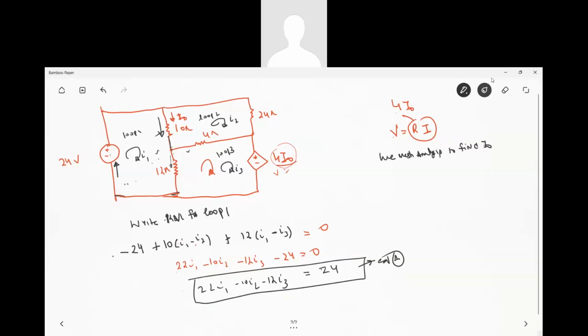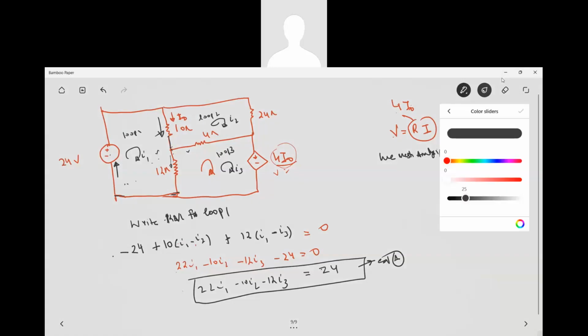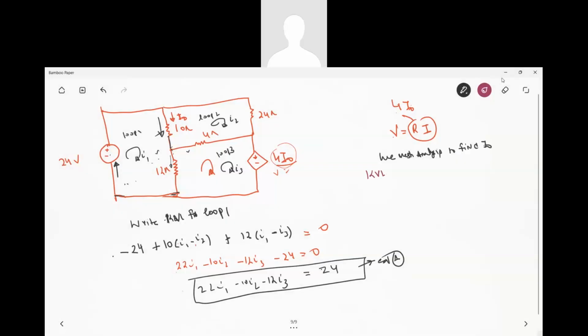Right now, KVL for loop 2. This type of question is coming in your exam. You just check. I did not take those questions directly. You will do that on your own, means I will solve for you. Don't worry about that. But you will be able to do it. So KVL apply to loop 2 now.